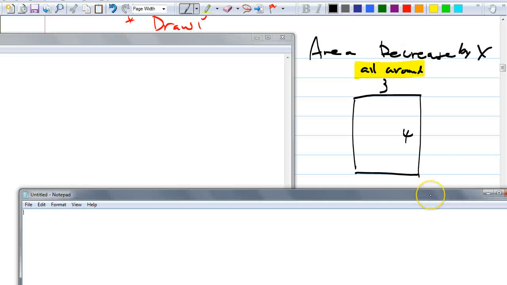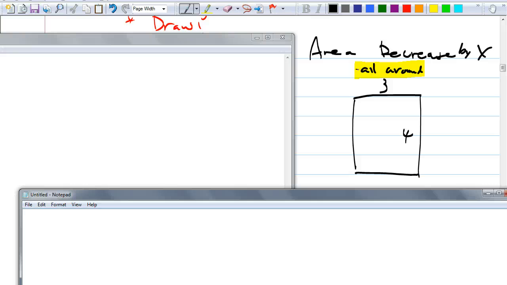Hold on a second. Let's see if you really understood this. Instead of area increased by x all around, what if I said area was decreased by x all around with that same picture? 3 by 4 rectangle. Everybody try now. Draw what this will look like from the original and write down the dimensions of the new rectangle you will get. What do you think we mean by area decreased by x all around? I even highlighted that part, all around. I'll give you time. Go ahead, everybody think about this.